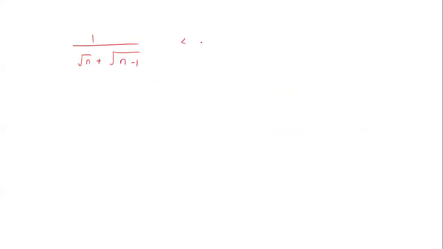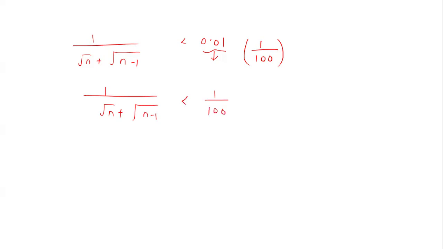This must be less than 0.01. We can also write 0.01 as 1 by 100. So we have 1 divided by root of n plus root of n minus 1 must be less than 1 by 100. Now this is a positive number, this is a positive number, and this is a positive number. So if we cross multiply, the inequality sign will not change. The inequality will now become like this.